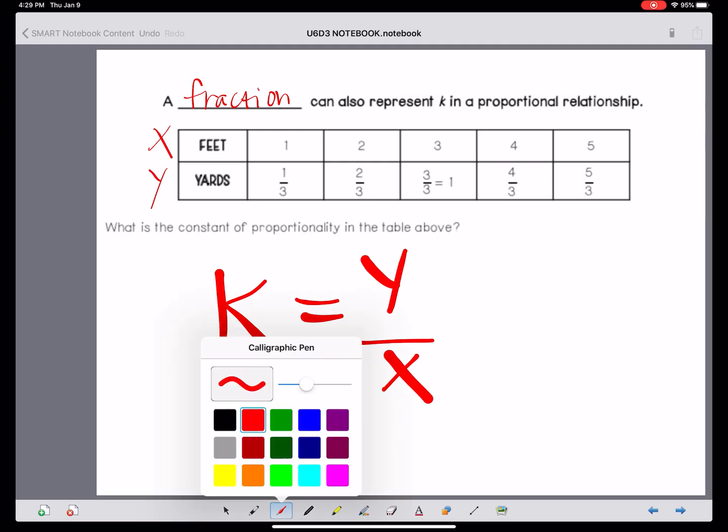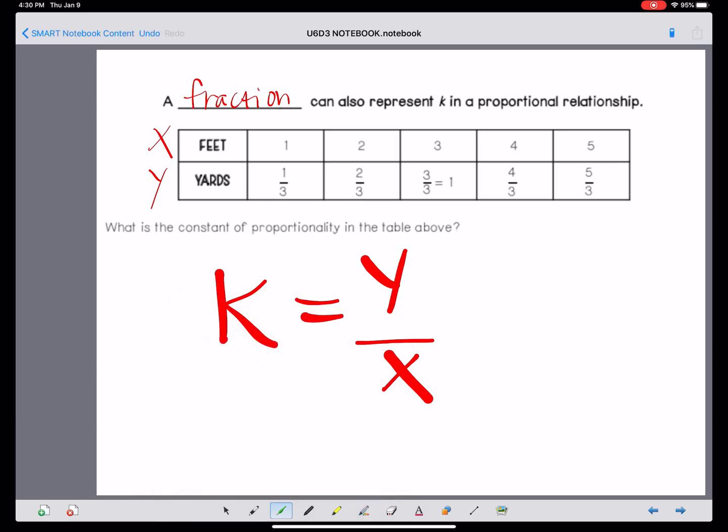So let's go ahead and try solving this. We'll use green. 1/3 divided by 1 gives us 1/3. 2/3 divided by 2 gives us 1/3. 3/3, or 1, divided by 3 will give us 1/3. Each one of these will give us 1/3. And so what that's telling us is our constant is equal to 1/3.